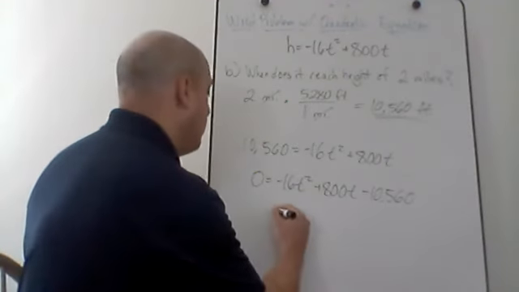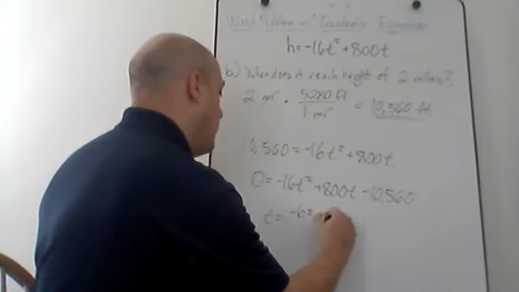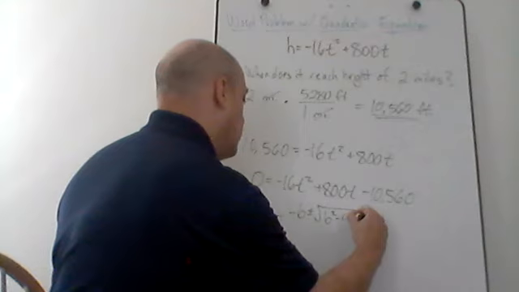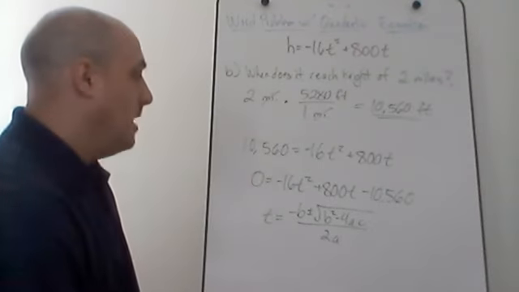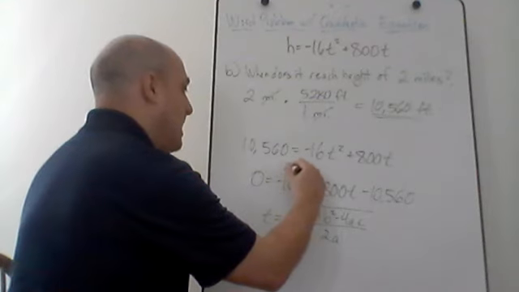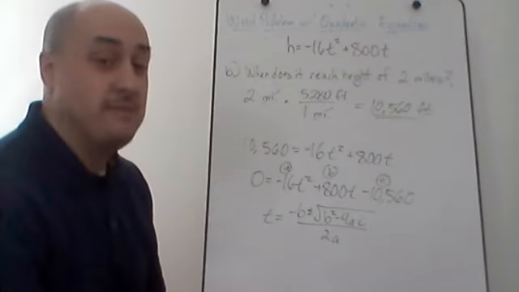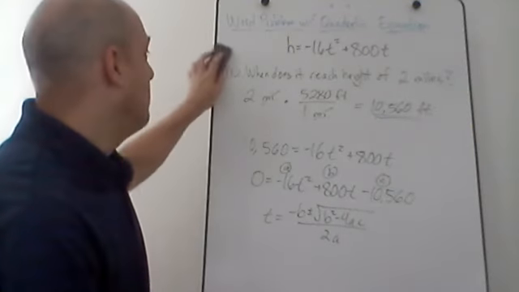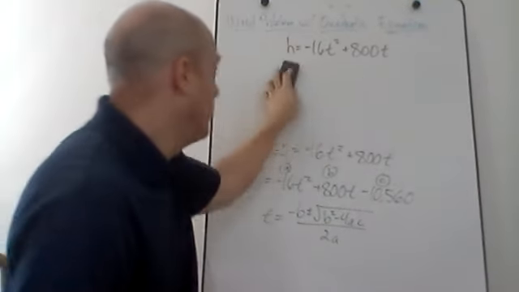I shy away from trying to factor things like that, and I'm just going to go ahead and use the quadratic formula. So in this case, my variable t is going to equal negative b plus or minus the square root of b squared minus 4ac all over 2 times a. And then my a is the negative 16, my b is the 800, my c is the negative 10,560. And once again, I'm going to have to go up here and erase some of this stuff so I have enough room to plug this in and actually try to solve this equation.